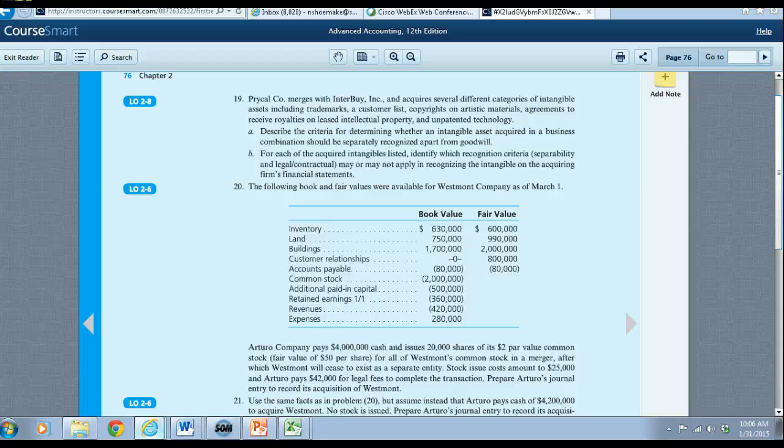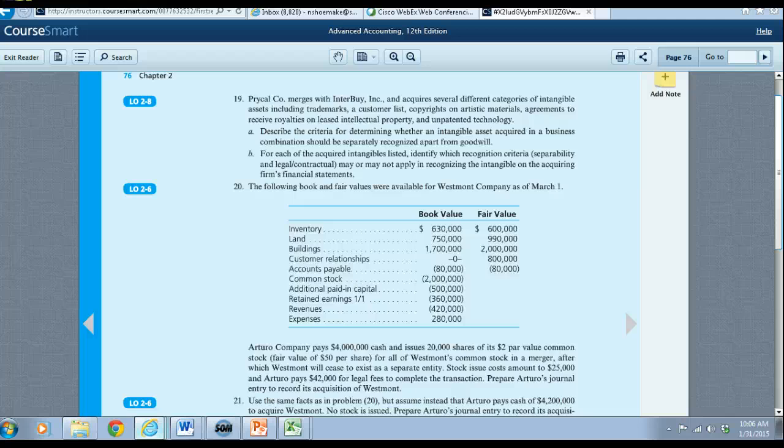Stock issue costs amount to $25,000, and Arturo pays $42,000 for legal fees to complete this transaction. Prepare Arturo's journal entry to record its acquisition of Westmont. So let's just kind of look at the figures. We know we're going to show as the assets acquired, the inventory is going to be at $600,000, not $630,000, because we're really purchasing the fair value. The land is going to be at fair value. The land's going to be at $990,000.